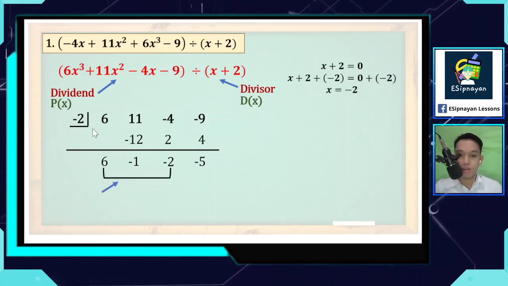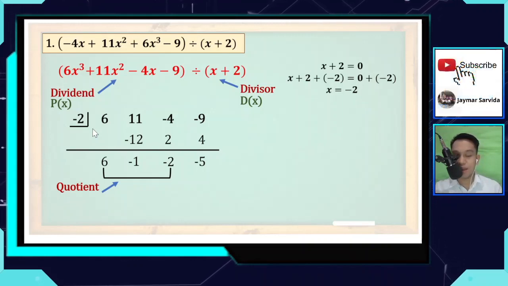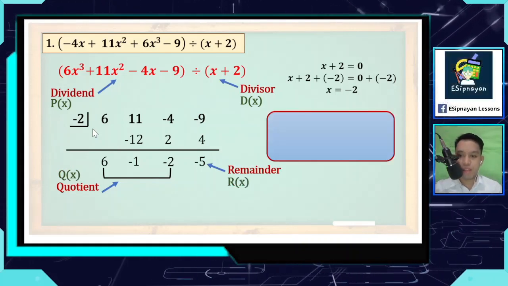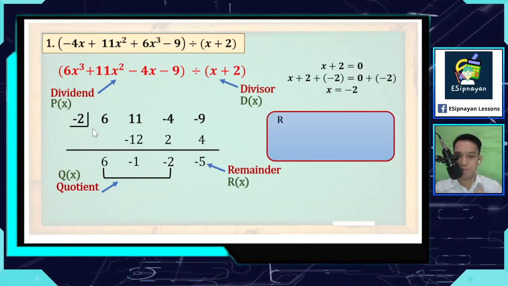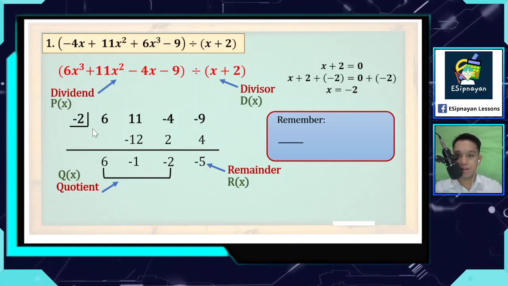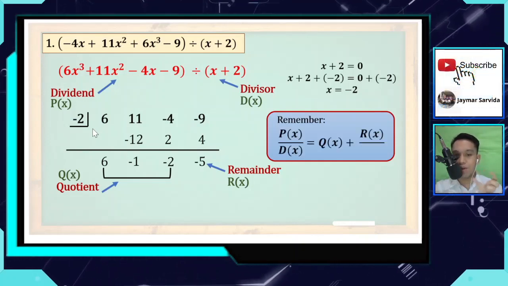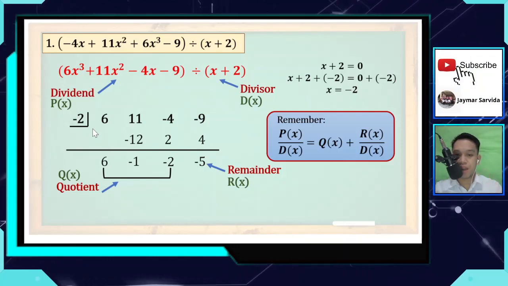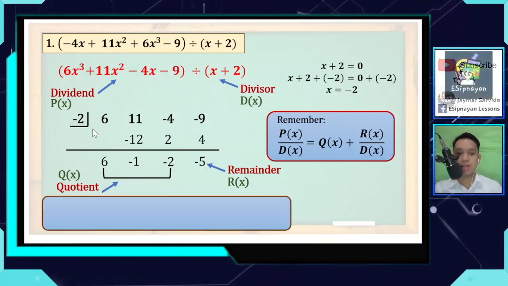Okay, so ito yung ating quotient. Itong 6, negative 1, and negative 2. At itong negative 5 naman is our remainder or r of x. Okay? So kapag isusulat na natin siya into our final answer, remember, ito yung ating form. P of x over d of x equals q of x plus r of x over d of x.